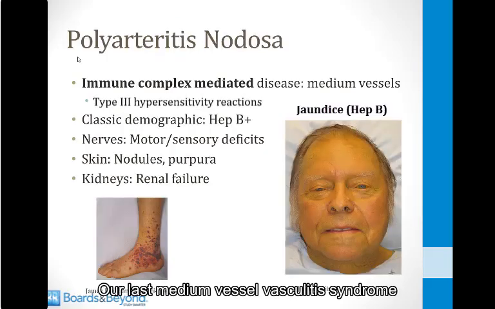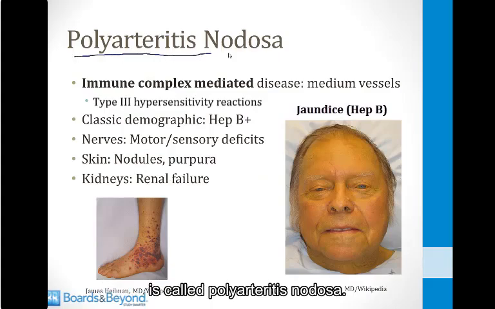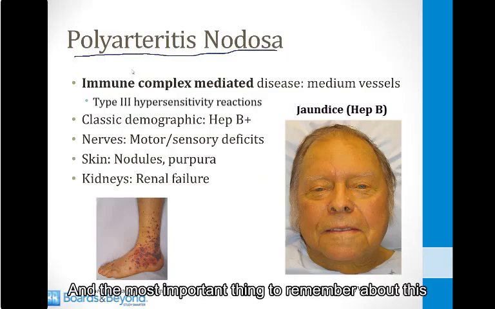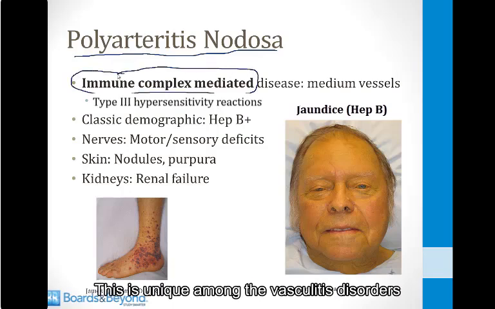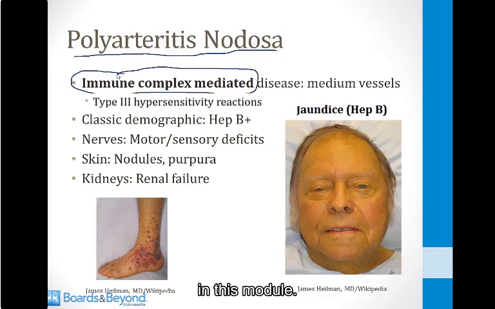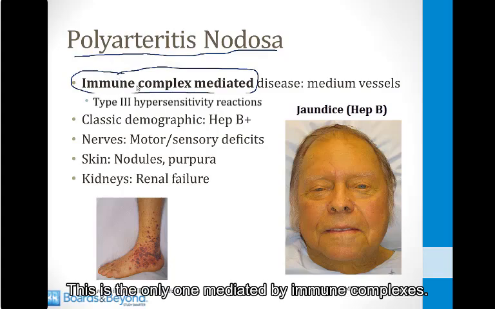Our last medium vessel vasculitis syndrome is called polyarteritis nodosa, and the most important thing to remember about this is that it is immune complex mediated. This is unique among the vasculitis disorders in this module. This is the only one mediated by immune complexes.